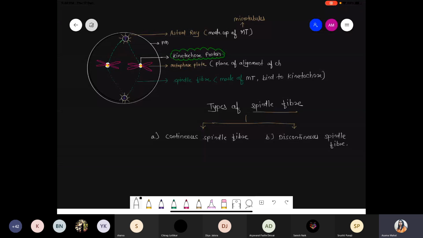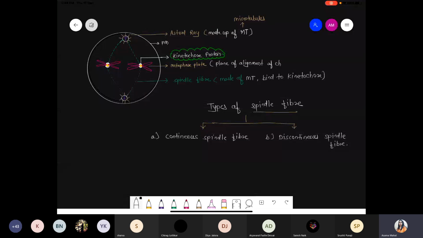Okay. The second event we are talking about is congregation. Congregation is when the genetic material, the chromosomes, align at the center, at the equator. In such a condition, there is a movement of all the chromosomes to the center, to the equator. Such conditions are simply called congregation.